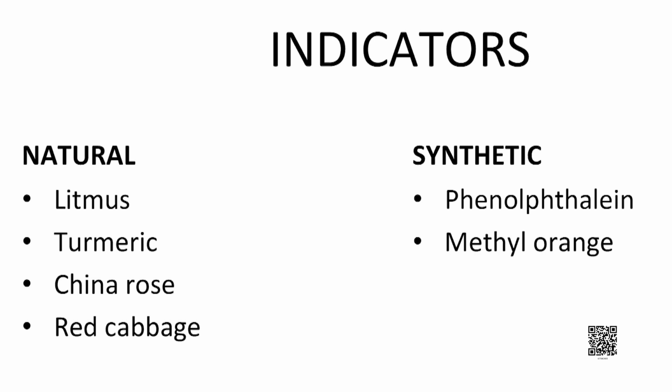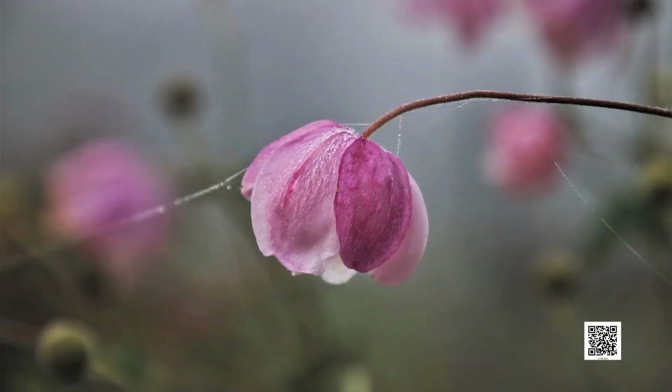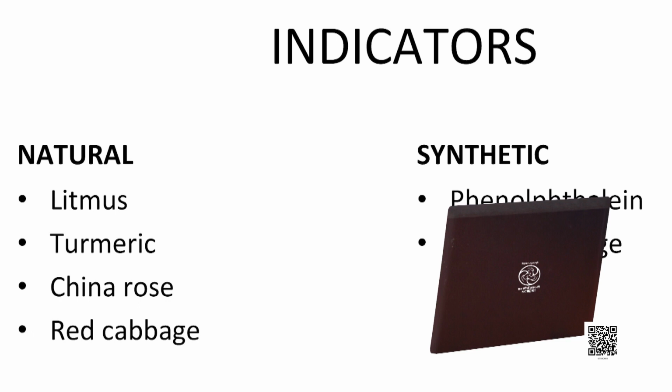These are natural indicators, that means which occur in nature simply. That is not man-made. The natural indicators contain, first and foremost, litmus. Litmus is a dye. It gives different colors with acid and base and indicates whether a solution is neutral, acidic or basic.